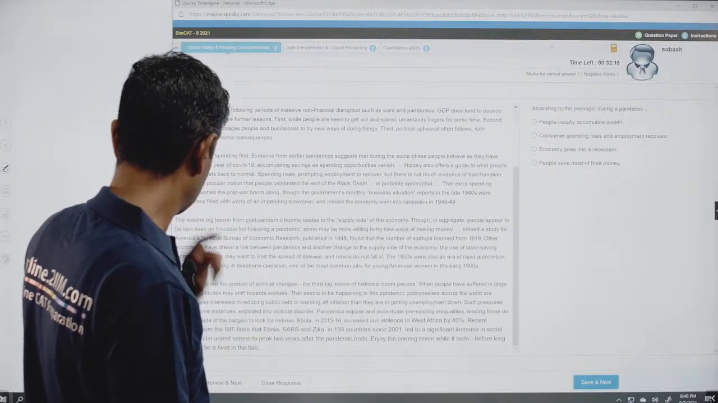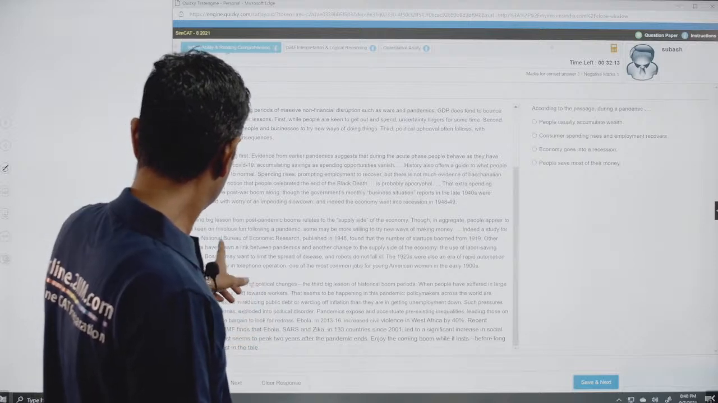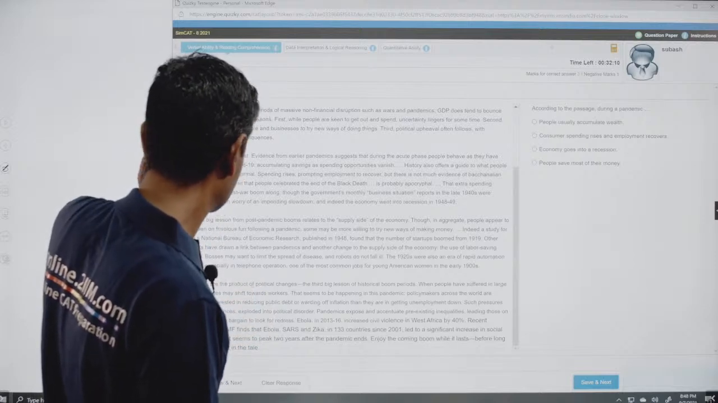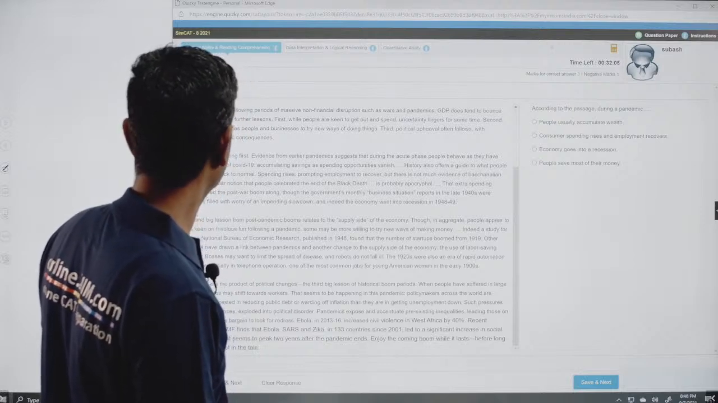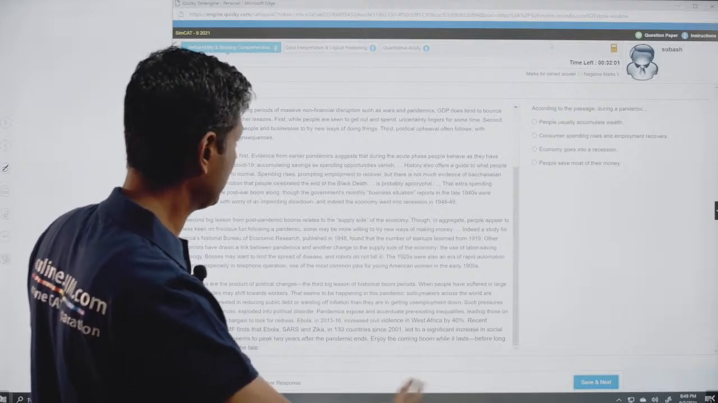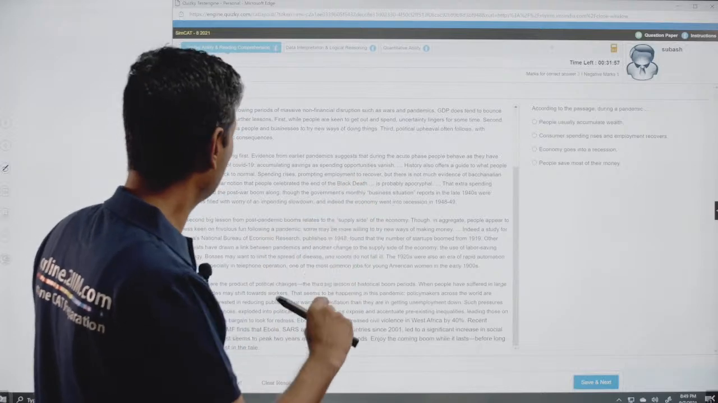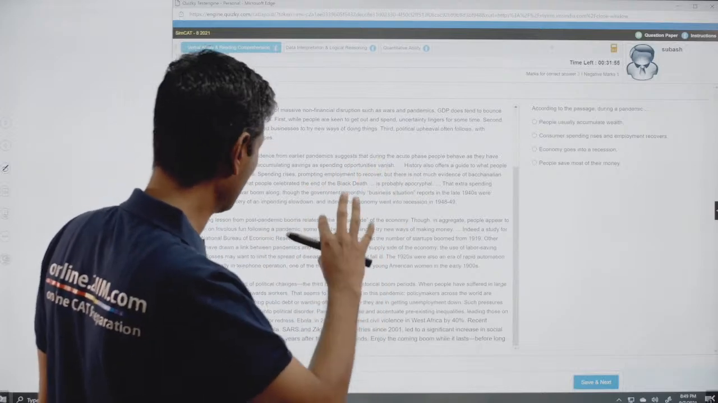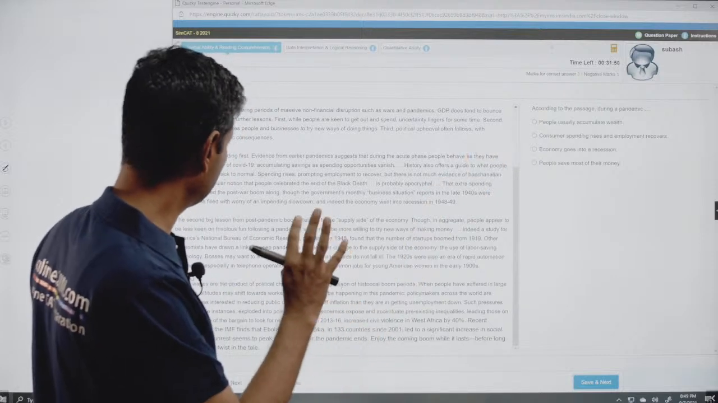Let's just have a look at this. Evidence from earlier pandemics, during the acute phase, people behave as accumulate savings. As spending opportunities vanish, they accumulate savings during a pandemic, during the acute phase. I wouldn't say they accumulate wealth, they accumulate savings. It could become wealth. People save most of their money. That's correct.